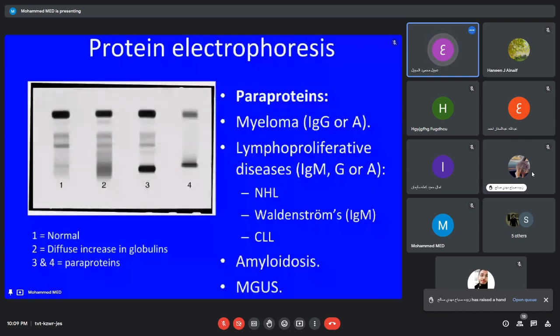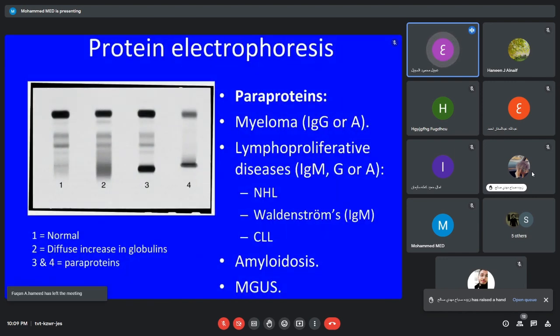Marrow is normal, no lymphadenopathy, no splenomegaly, the hemoglobin is normal, the other blood indices are normal. So this is a benign condition which needs a follow-up only and reassurance of the patient. But it is a major criteria for multiple myeloma, okay? And with multiple myeloma, other manifestations of the myeloma can be seen.